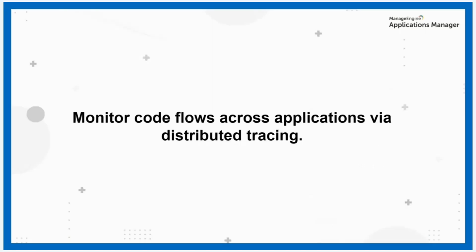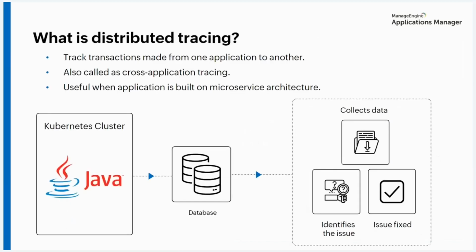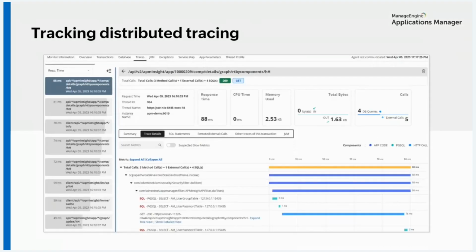The second topic in our today's session is monitor code flows across applications via distributed tracing. In a microservice architecture, it is necessary to monitor the transactions made between two or more applications or services. With the help of the distributed tracing feature, you can track the transactions made between two or more applications. So let us understand how the tracking can be done in distributed tracing.